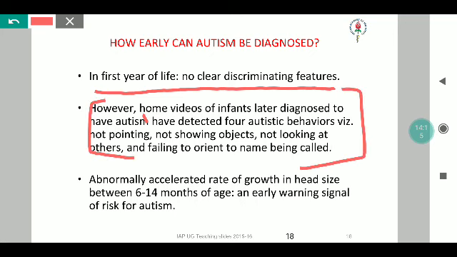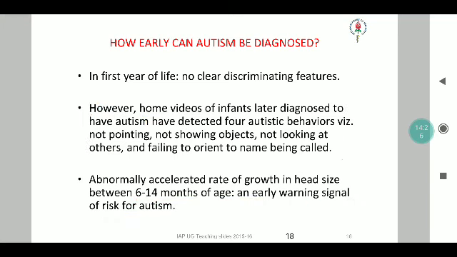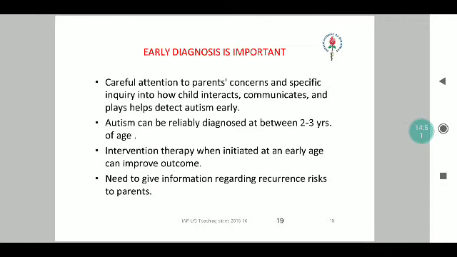It is interesting to note that there is an abnormally accelerated rate of growth of the head size between the 6th and the 14th month of age, which is an early warning sign for the risk of autism. Now, we do tend to attribute neurodevelopmental disorders to microcephaly and to abnormally small head size or failure of growth of head circumference at subsequent follow-ups. But autism characteristically is associated with an abnormally accelerated rate of growth of the head size. It's a warning signal. It is not seen in all children. I'm stressing upon this. It is not seen in all children, but is seen in many.